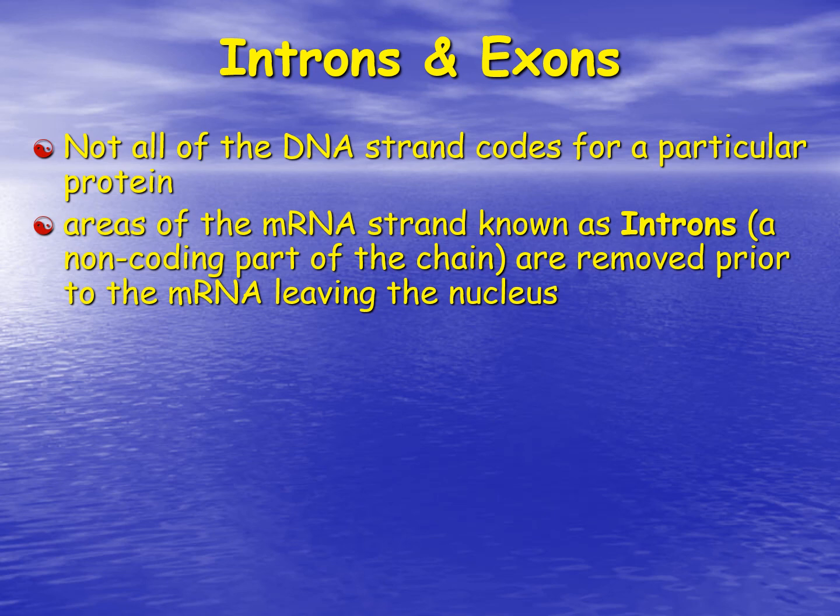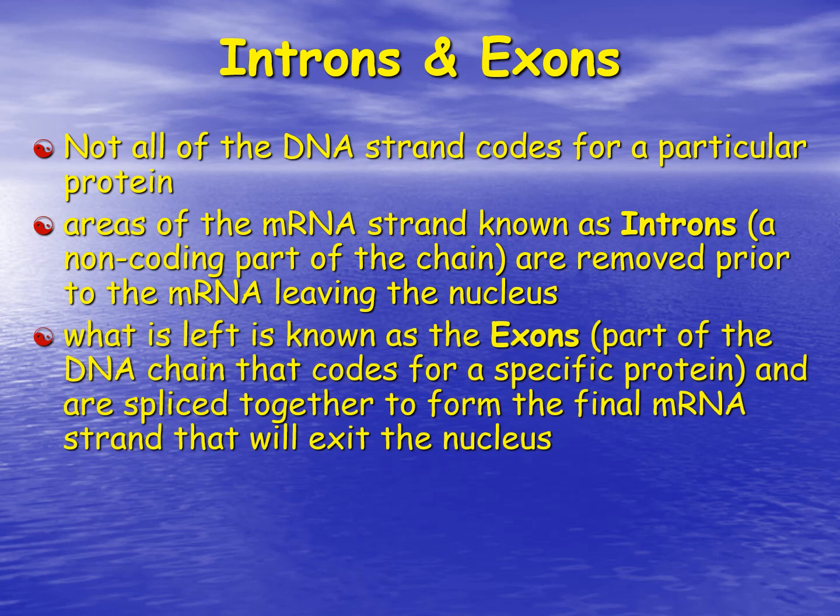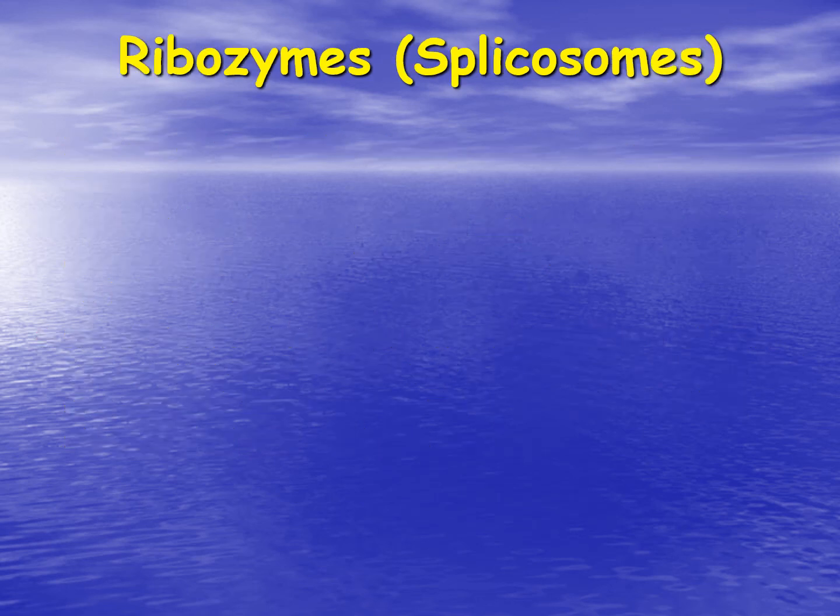So the areas of the messenger RNA strand that do not code for an amino acid are introns and must be removed by spliceosomes or ribosomes prior to leaving the nucleus. What is left of the messenger RNA strand, the exons, will be spliced together to form the final or mature messenger eukaryotic RNA that will then exit the nucleus to go into the cytoplasm for translation.